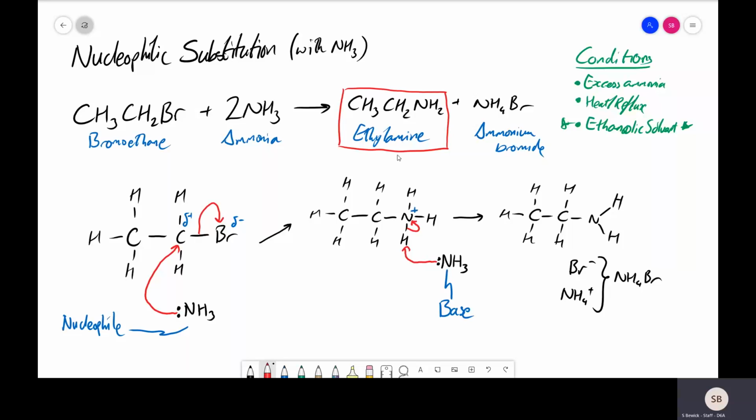Now that could also act as a nucleophile. And if that can act as a nucleophile, it can attack the bromoethane. And we're going to have a look at what happens then.